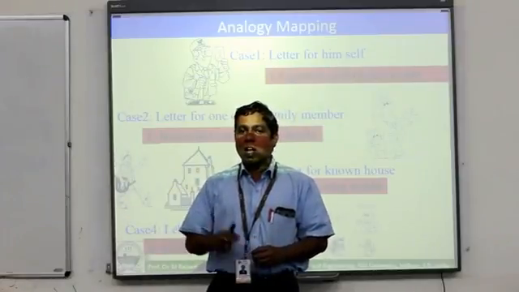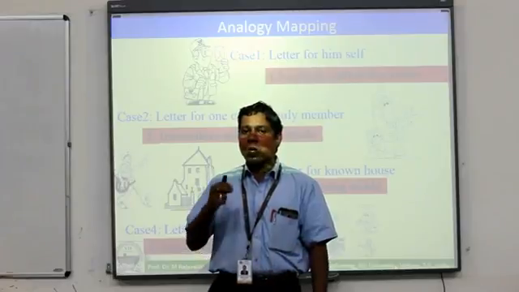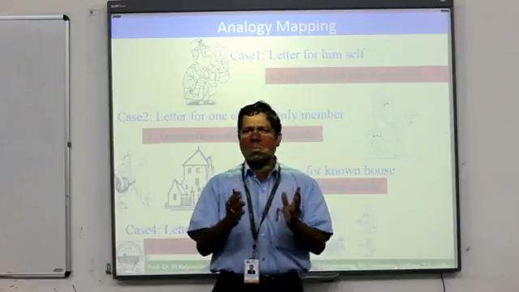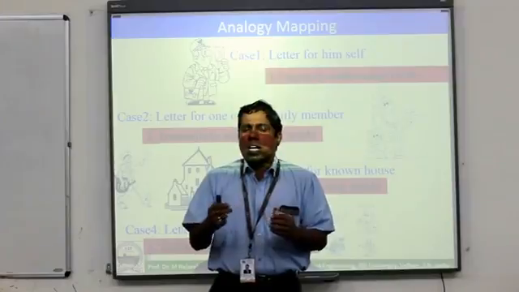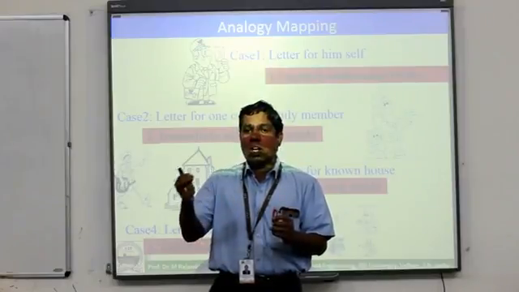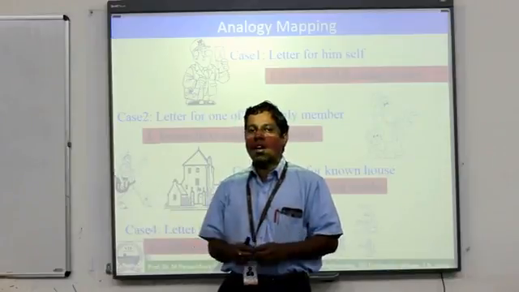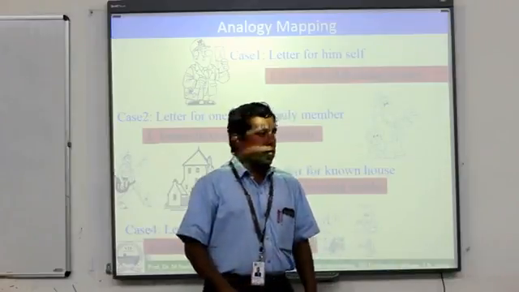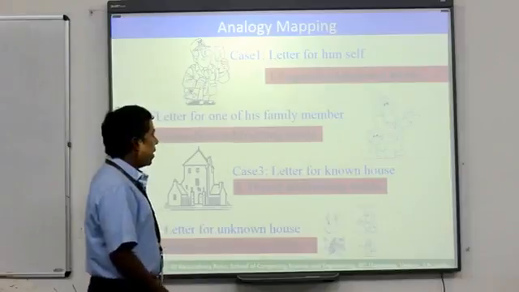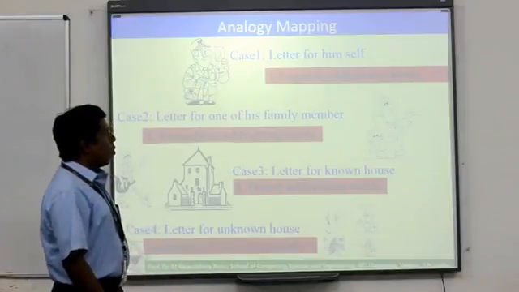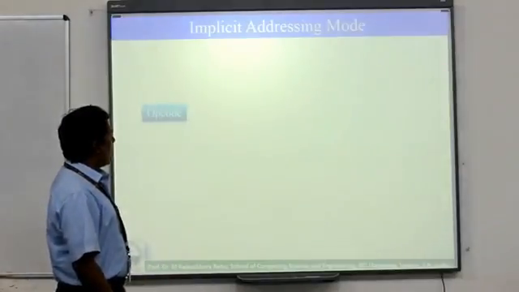The fourth one is a letter for an unknown address. The moment you come to it, it is unknown; it is somewhere out there. First it goes to one address, and from there gets the effective address, reaching the effective address of the operand. So these are the 4 cases mapped here, and let us see them one by one in detail, starting with the implicit addressing mode.